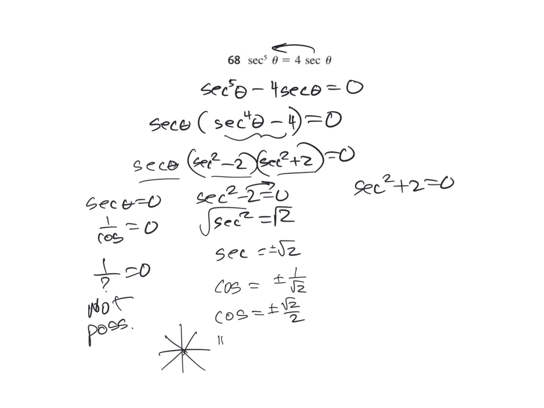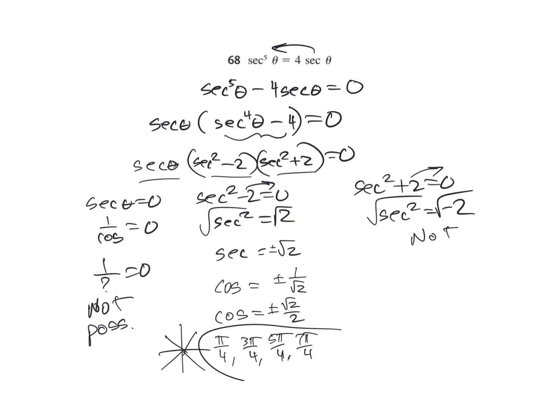So we have pi over 4. You could probably say plus pi over 2. But we're just supposed to label everything up to 2 pi. So pi over 4, 3 pi over 4, 5 pi over 4, and 7 pi over 4. And then we take this and get secant squared equals negative 2, but you can't take the square root of that negative. So that's not possible there. So these are our only answers.